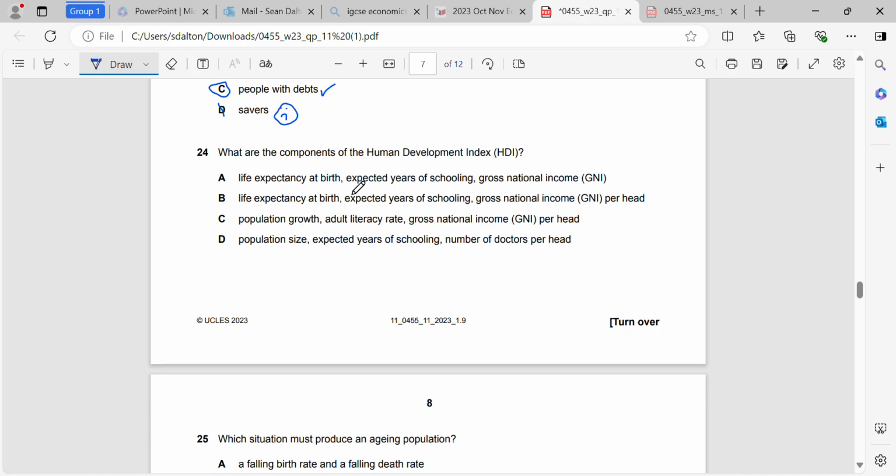Okay, the components of the HDI. Again, you can just review this. This is easy. I'm not going to go through it in too much detail. It's life expectancy at birth, expected years of schooling, and GNI per head. The per head bit is important because we have to calculate the national income for each person on average in a country. Otherwise, the countries with the largest populations will always look like they have the highest income if we don't calculate it per head.